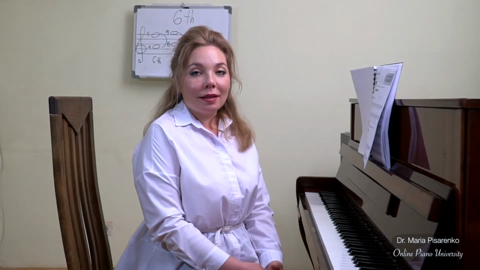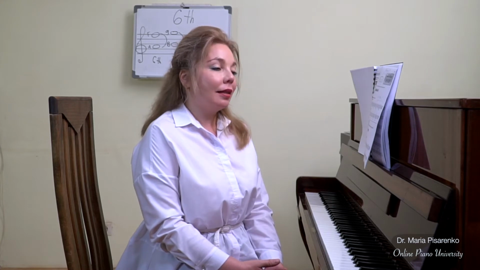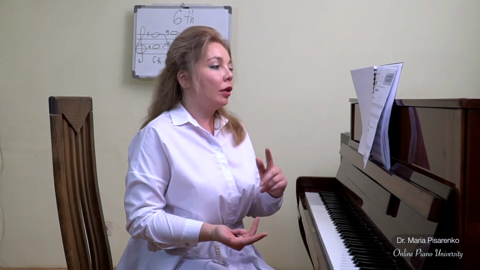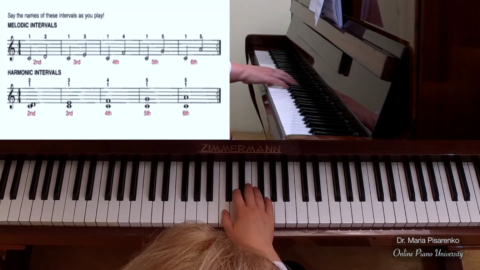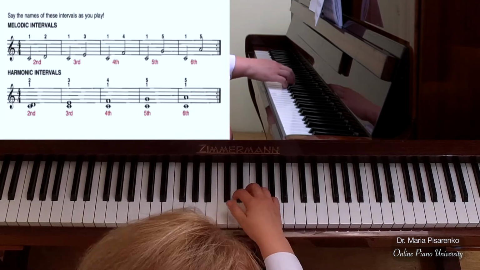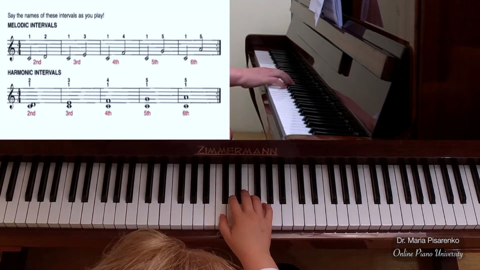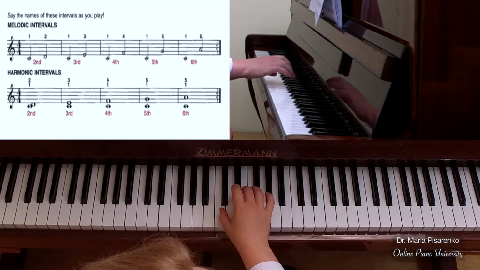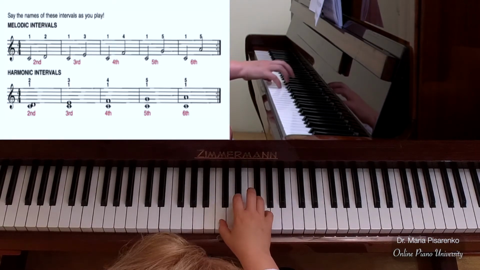Now let's practice our sixth. We can practice this interval in combination with all other intervals that we have learned by this point. So we know a second, a third, a fourth, a fifth, and the sixth. So let's play these intervals on the piano. First, we will use our right hand, treble clef. We will play melodic intervals starting on middle C. Then we will play the same intervals in a harmonic way.